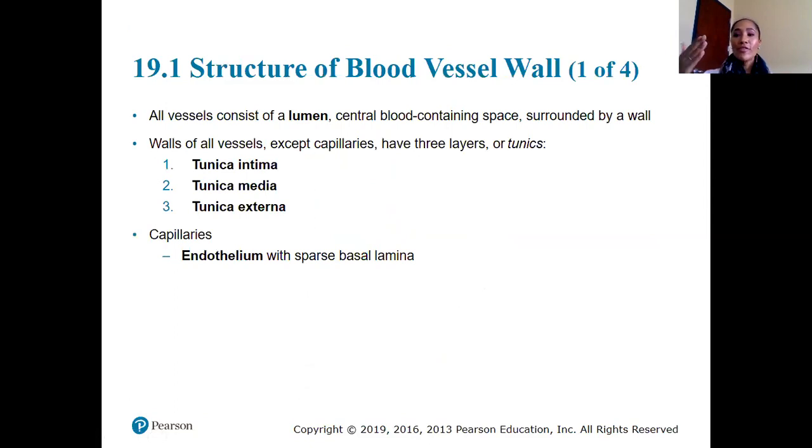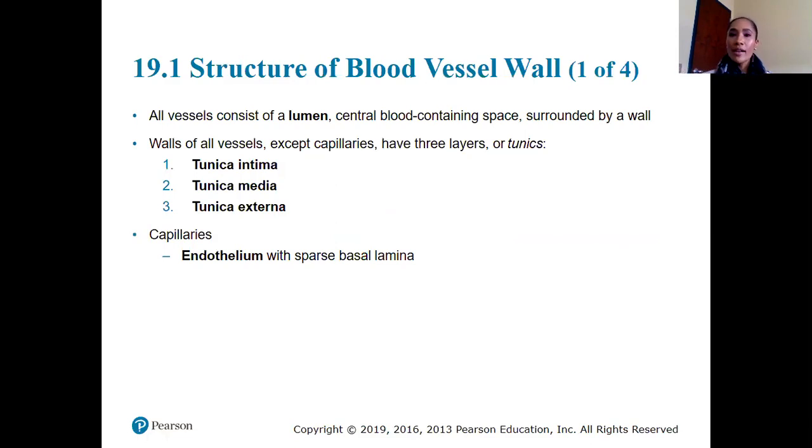So working our way from innermost layer to outermost layer, we have the tunica intima, which is the most inner layer of our blood vessels, the tunica media, and then the tunica externa. If we're talking about capillaries, because they're so thin, they're not going to have all three of these layers. They will, though, have an endothelium with a sparse basal lamina. So very thin structure. And you might ask yourself, why would the capillaries not have all of these layers? Take a moment and think about it.